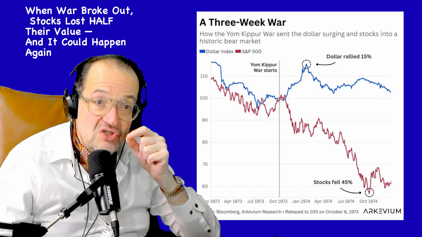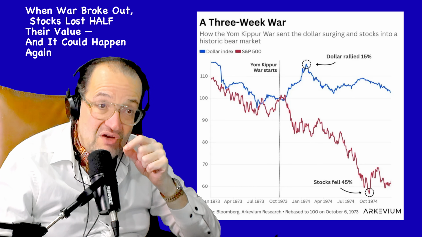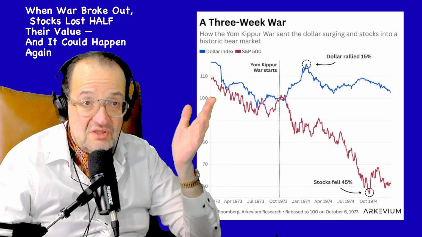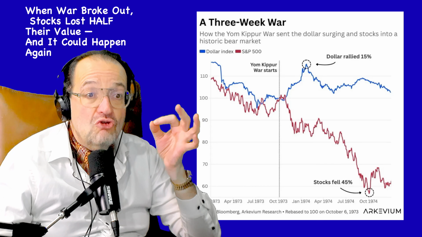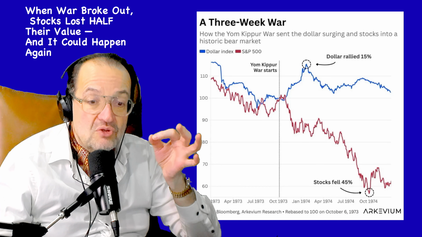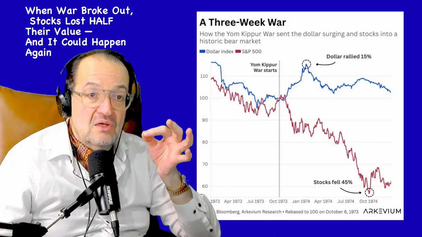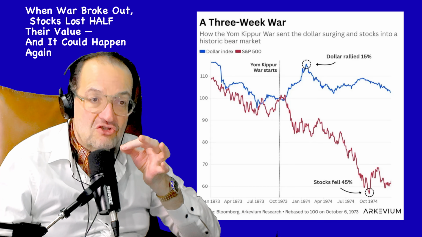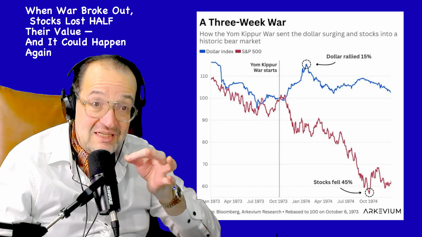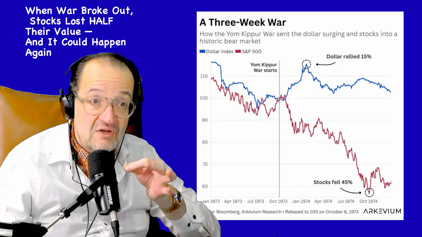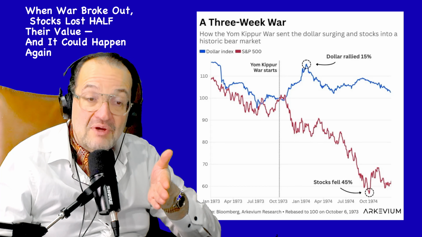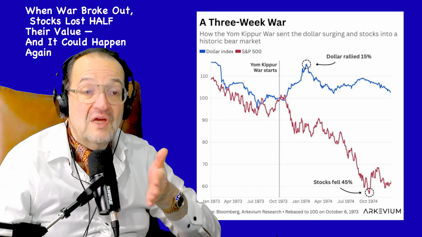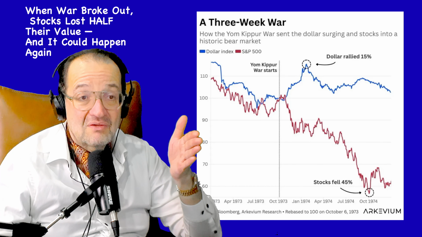When the world shifts to risk on, when confidence returns, money flows back into stocks and back into growth assets. Look at this chart one more time. The moment the war starts, it's a massive risk-off event. Dollar surges, stocks collapse. It's literally the chart of a global fear. Just what's happening right now. And the war didn't last that long then.